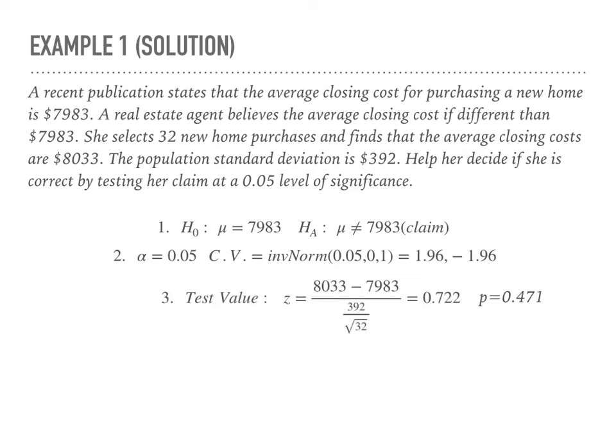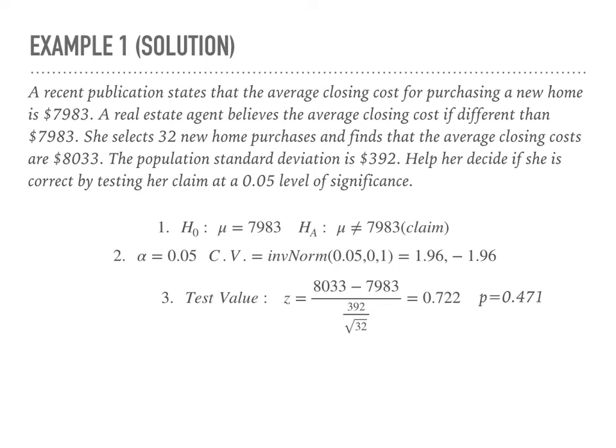We can find our test value by taking 8,033 minus 7,983 and dividing that by 392 over square root of 32. That gives us z equals 0.722, and our p-value from the calculator using the z-test is 0.471.